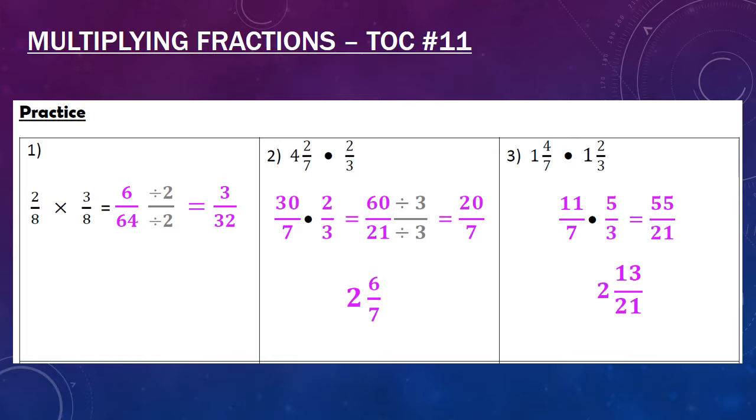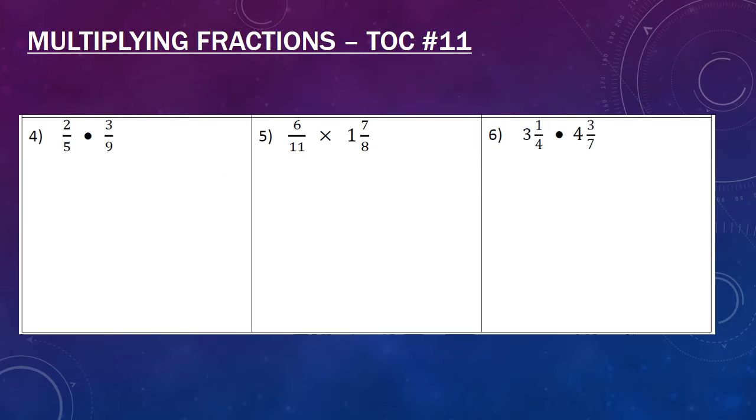So as you can see, it's pretty straightforward. You're multiplying straight across your numerators, straight across your denominators, and then once you're finished, simplify and turn into a mixed number if needed. So looking at the last 3, if you want to pause the video and try these on your own first, you are more than welcome to do that. I'm going to go ahead and go through. If you are not really understanding, you can go through it with me.